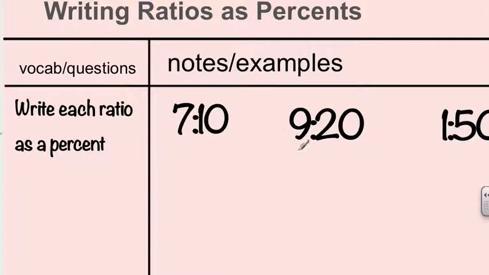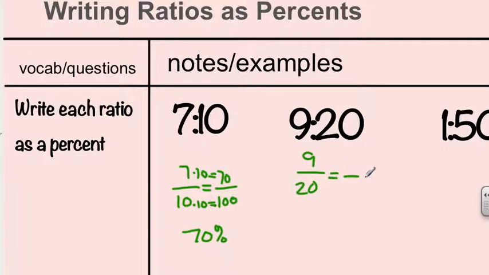All right. We have a few ratios here. They're written in this form. Again, we can change it to the other form if we want, to 7/10. And I want to write that as a percent. Write each ratio as a percent. How do I turn it into a percent? Compare it to 100. 10 times 10 equals 100. Whatever I do to the bottom, I do to the top. 70%.